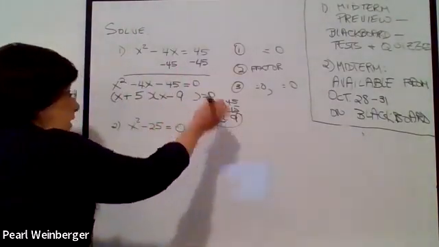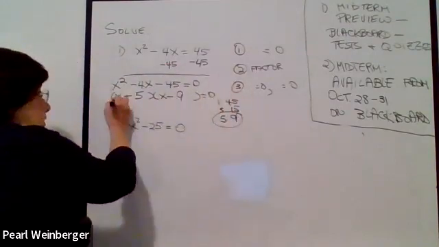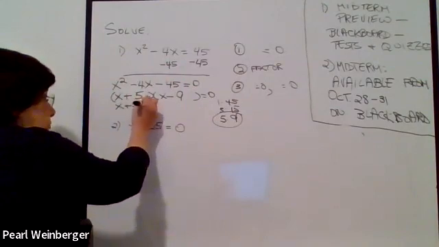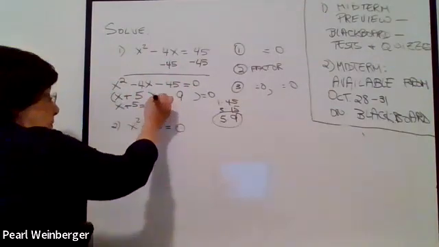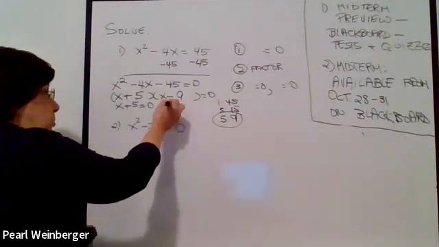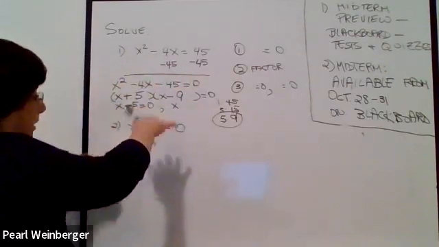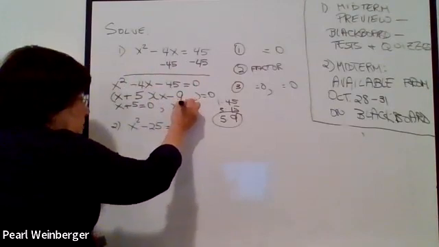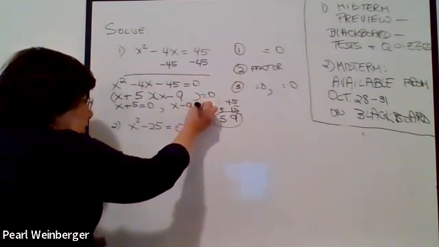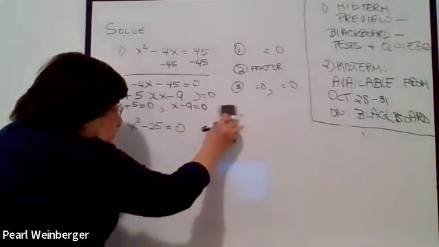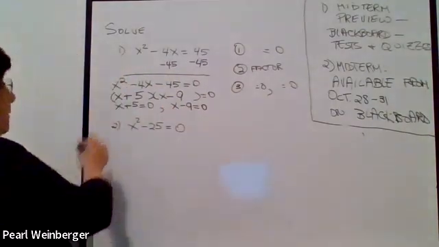We now take each one separately and set it equal to 0. So we're going to have x plus 5 equals 0 as one small equation. We're taking the bigger equation and breaking it down into smaller equations. And x minus 9 equals 0 as our other small equation. I'm erasing this because we don't need it anymore.